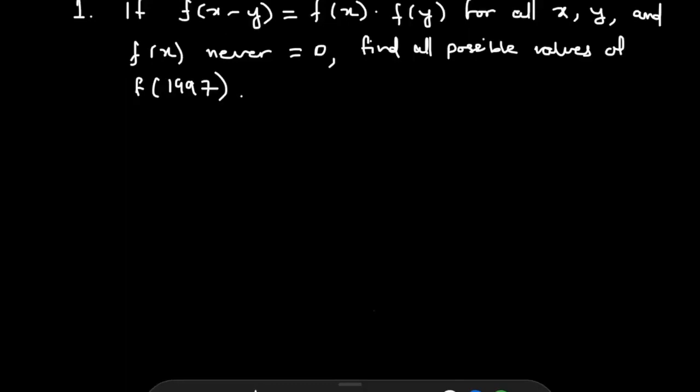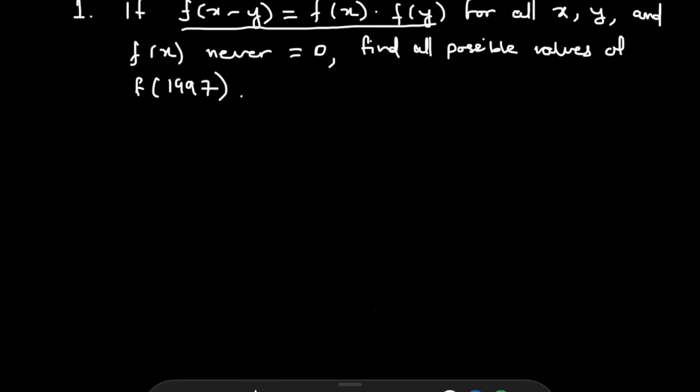Okay, so let's take a look at some problems involving functional equations. A functional equation is simply an equation that involves functions, like this one in this problem. So we have: if f of x minus y equals f of x times f of y for all x and y, and f of x never equals 0, then we need to find all possible values of f of 1997.